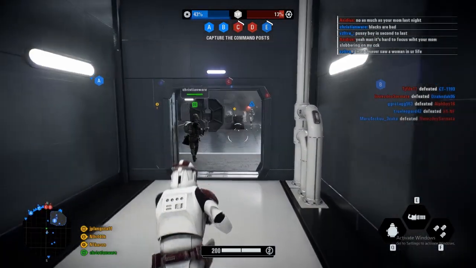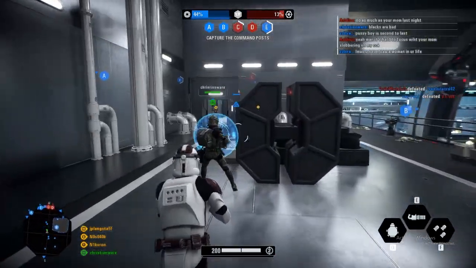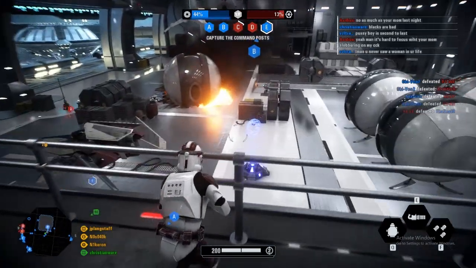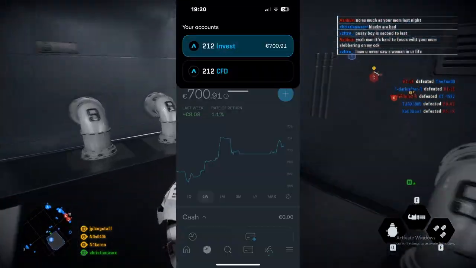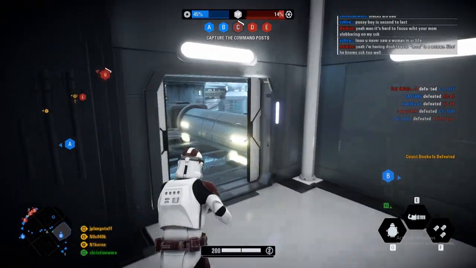Don't get this mixed up. There are two categories, as you can see in the top left: there's 212 Invest, and then there's 212 CFD or whatever. Just choose the blue one. The other one is for day trading or something, I think.